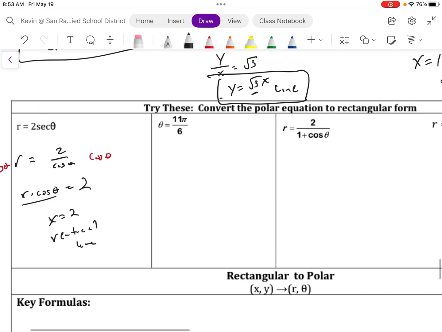All right, coming over here, we have theta equals pi over 6. We know that theta equals arctan of y over x. So we can say that arctangent of y over x equals 11 pi over 6.